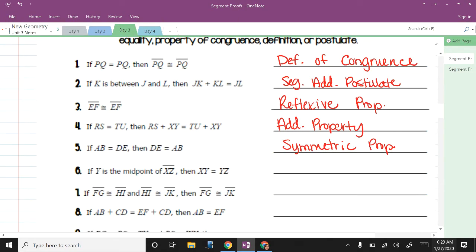Number 6, if Y is the midpoint of segment XZ, then the length of XY equals the length of YZ. What says that? Very good. Definition of a midpoint. Is that okay with everybody? All right, number 7. If segment FG is congruent to segment HI and segment HI is congruent to segment JK, then segment FG is congruent to JK. What says that? Transitive. They're both congruent to HI, so they must be congruent to each other. So that's the transitive property.